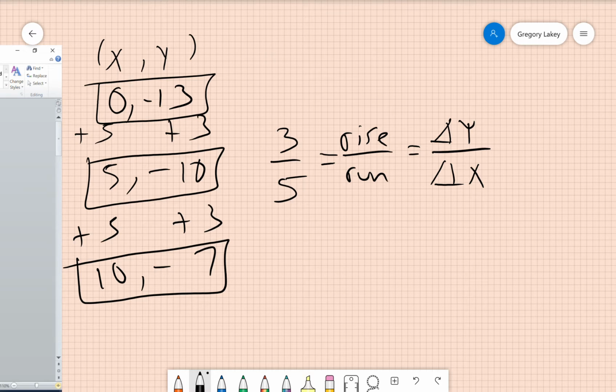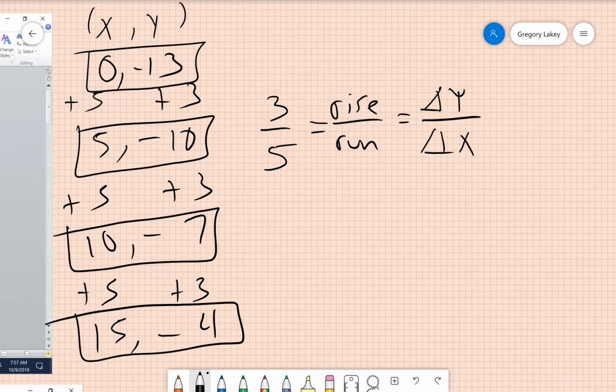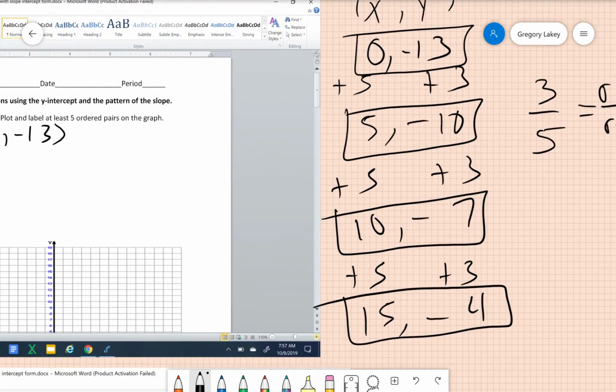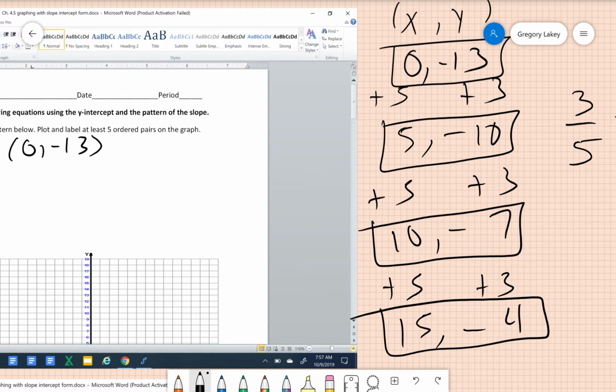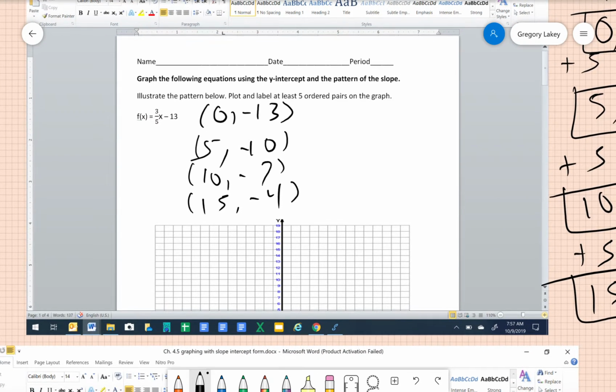I'm putting a box around the ordered pairs just so I can separate the ordered pairs from the pattern. I'll just do one more. Plus 3, plus 5, that's -4, and that's 15. So I'm done here. Now you want to write those ordered pairs down. Well, you already have them on your paper. Mine was off to the side. So I have (0, -13), (5, -10), (10, -7), and (15, -4). So you want to go ahead and plot those 4 ordered pairs on your paper.